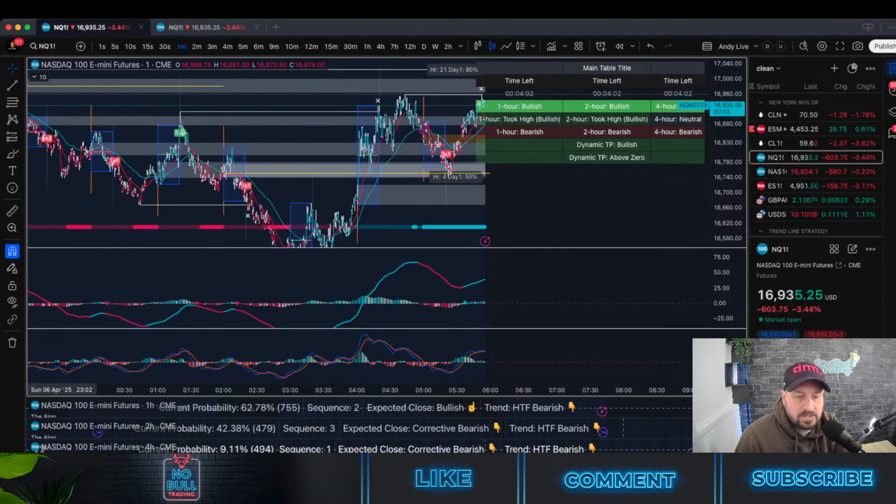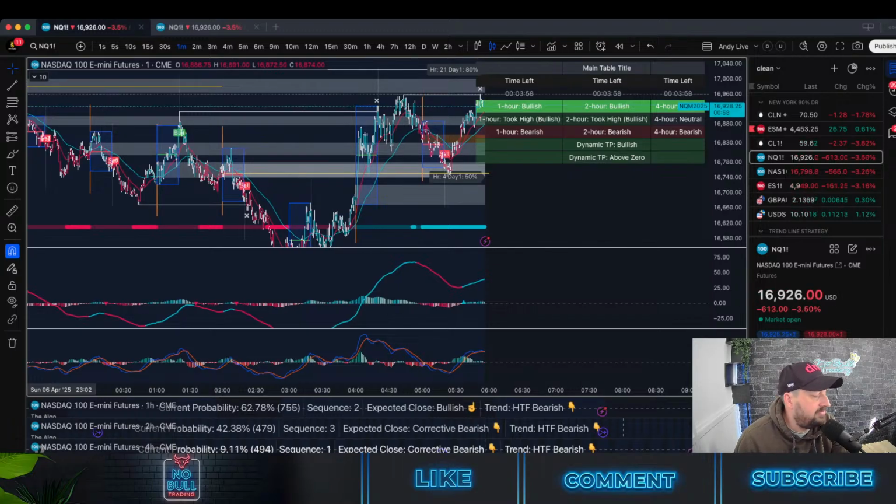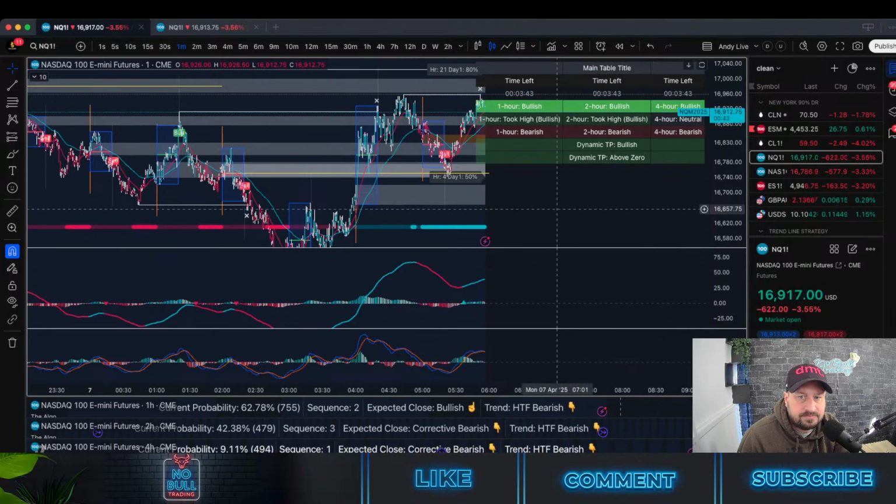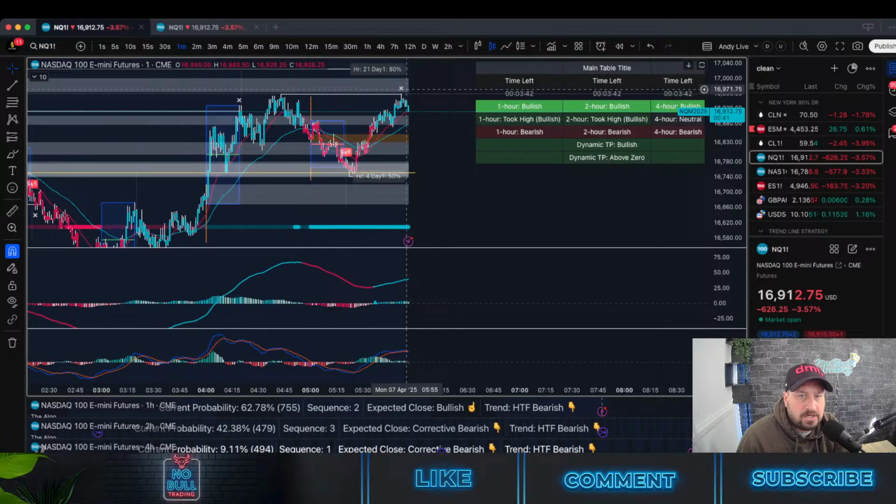So the 4 hour is corrective bearish, which means we're going to go into a sequence 2 of corrective bearish. So it should be close to 70% bullish on the 4 hour next. We can see how it reacts with our alpha box when we get a new 4 hour in 4 minutes. Nice reaction off of the liquidity.